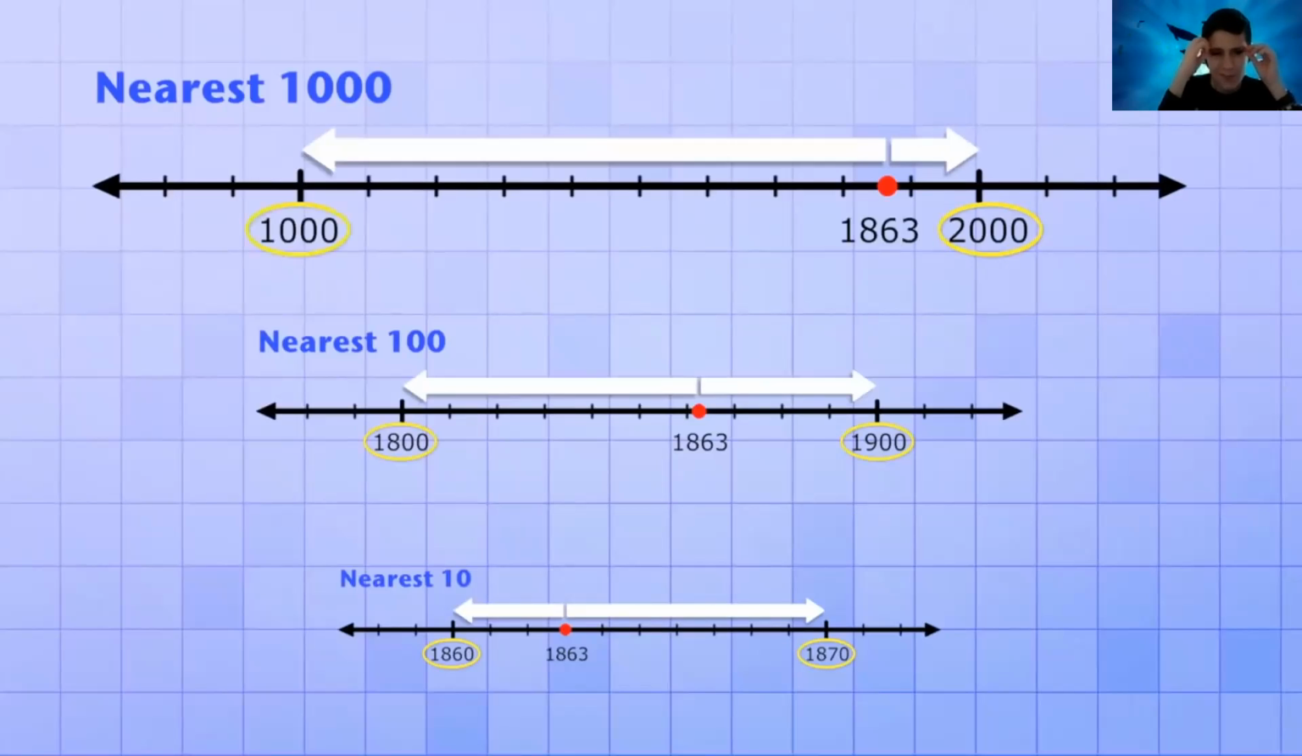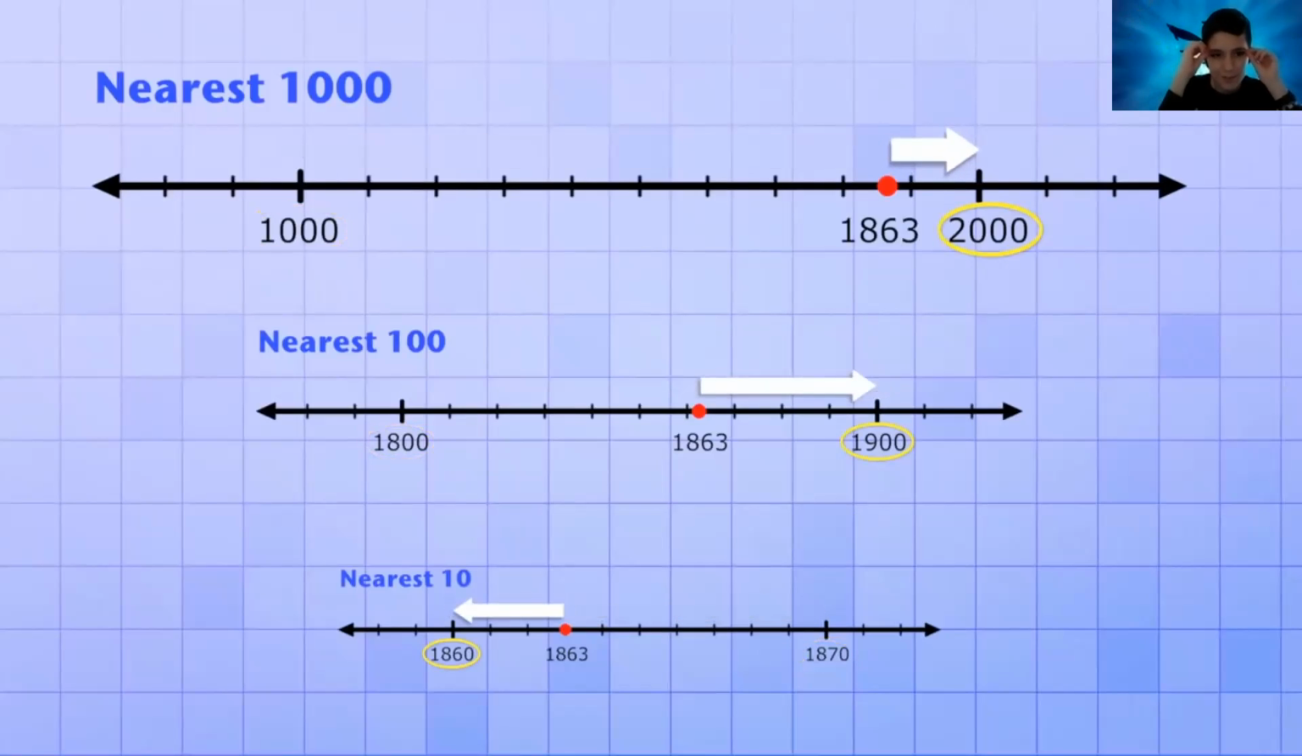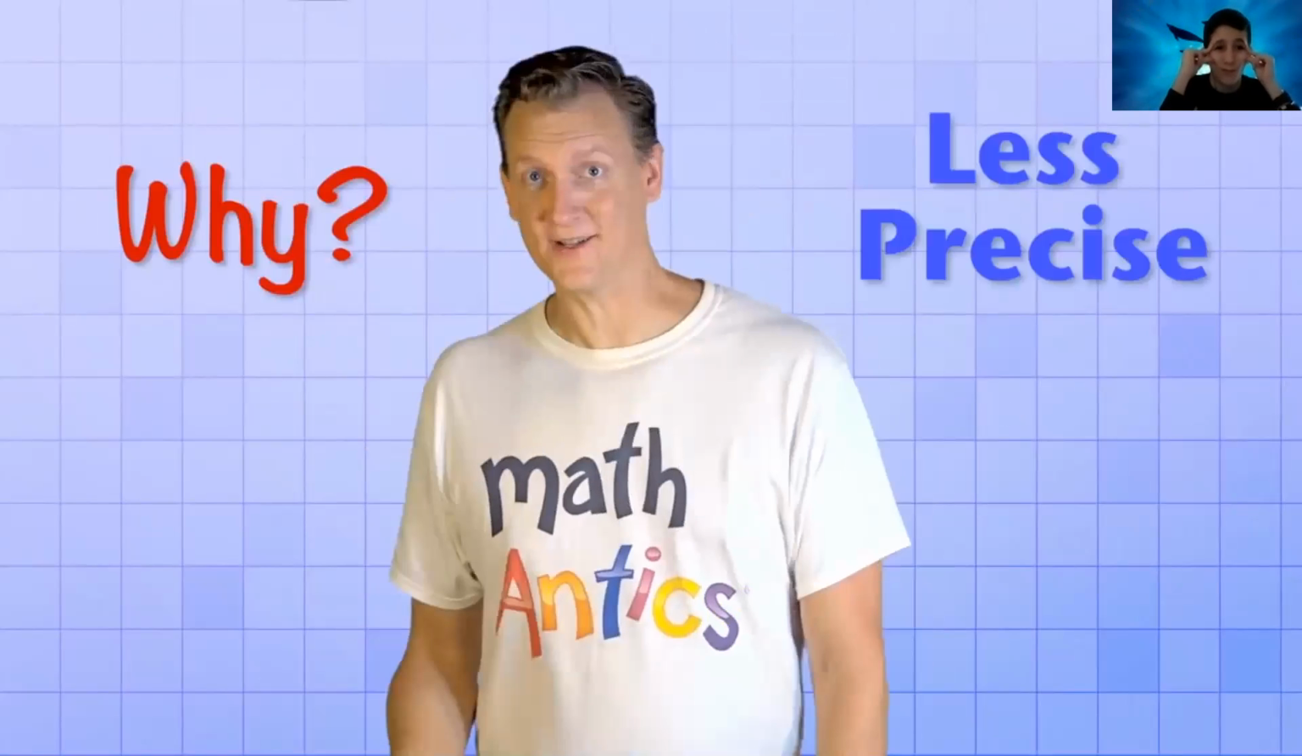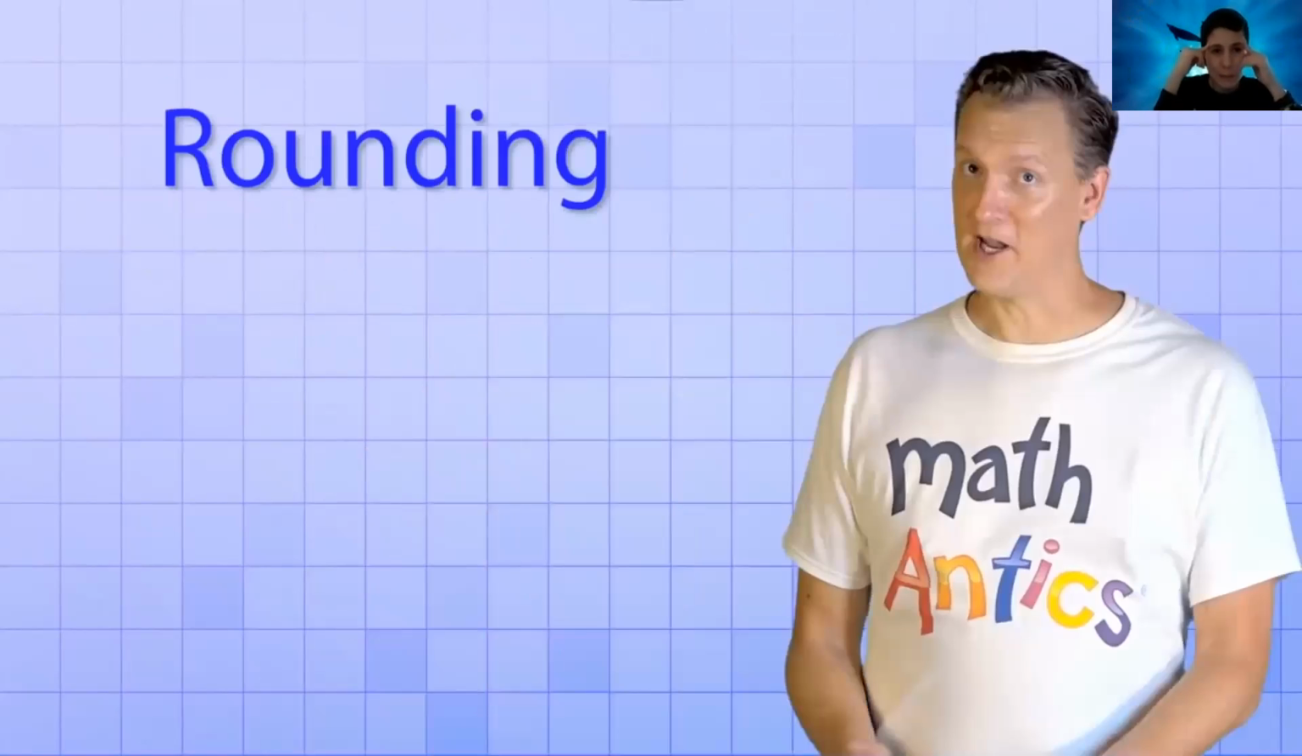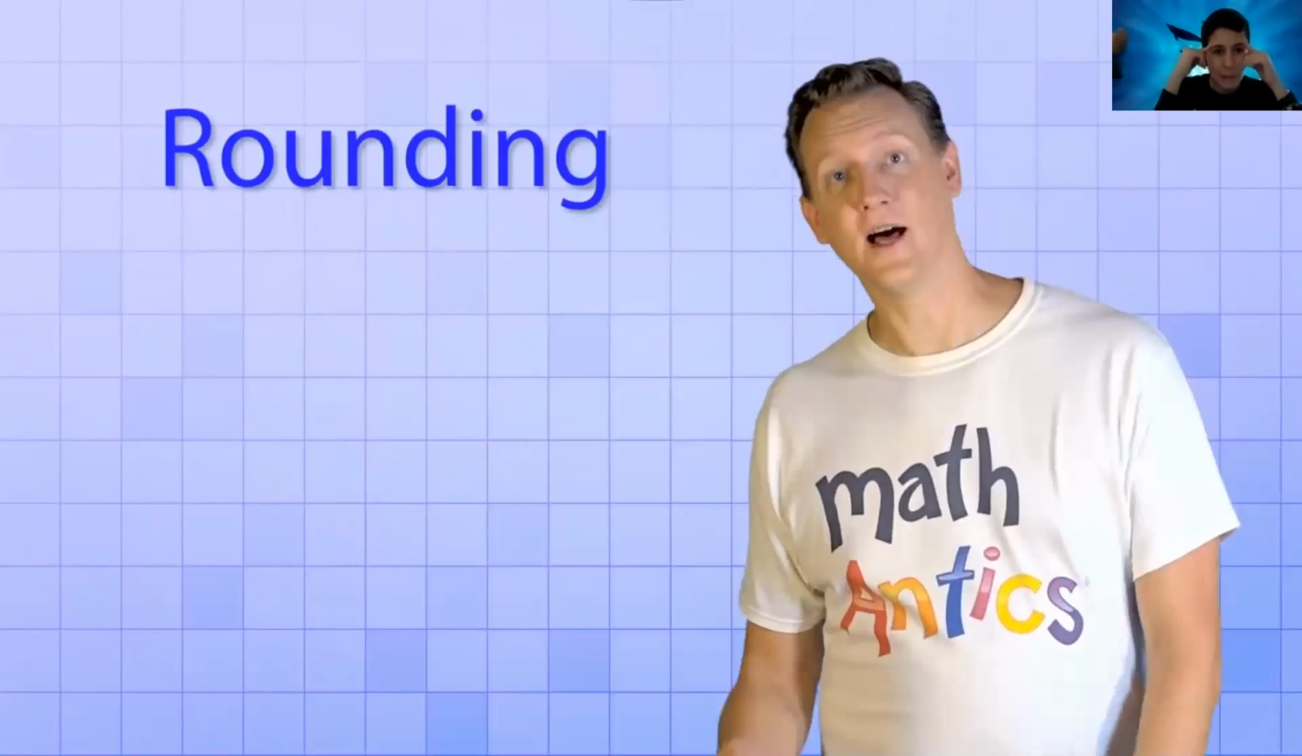And in each case, the decision was based on which round number was closer to the original exact number. But you might be wondering, why would we ever want to make a number less precise in the first place? What is rounding good for? Well, rounding numbers can often make them a lot easier to do calculations with.